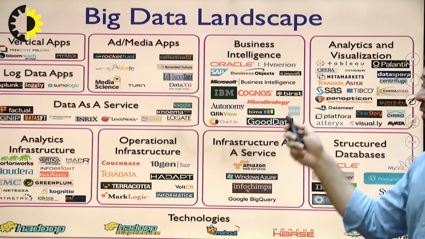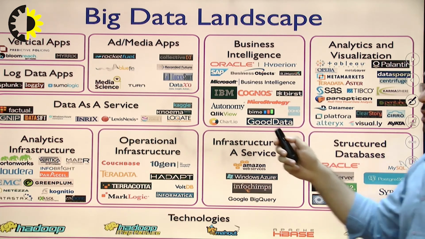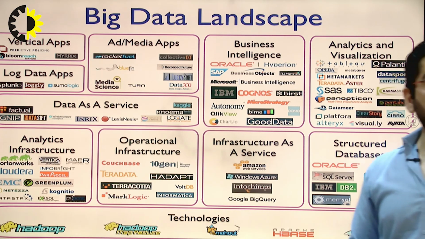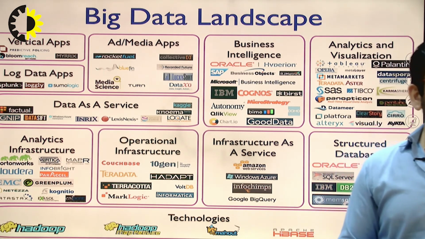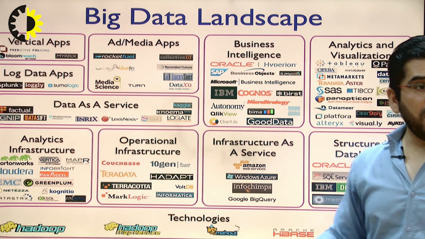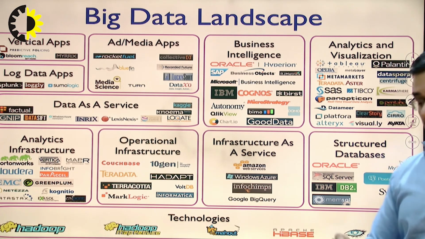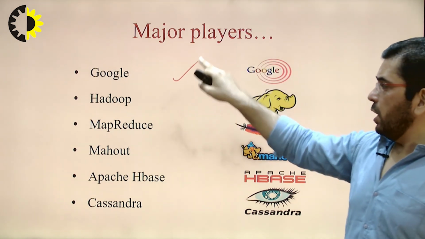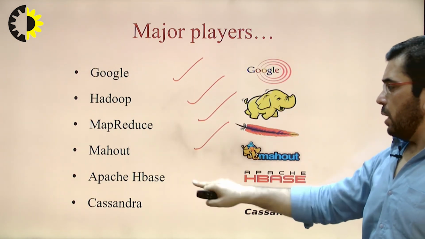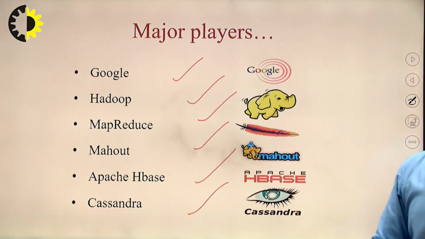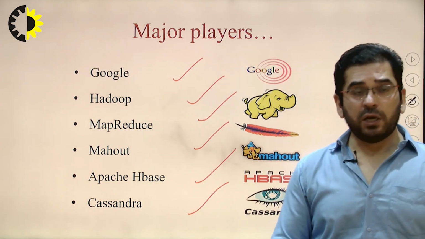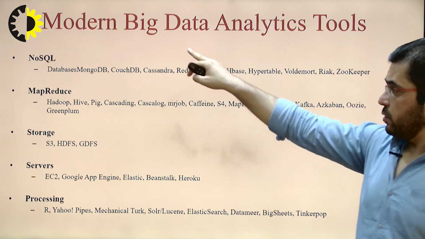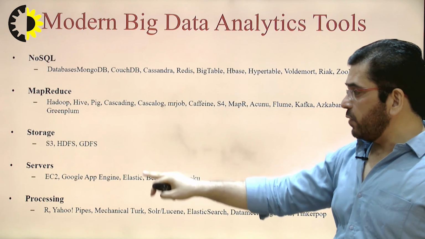I am showing you an example of a few big data companies which are dealing with it nowadays. These are a few examples like Oracle, SAS, Facebook, Hadoop. These kinds of technologies are utilizing big data, and the major players are Google, Hadoop, MapReduce, Mahout, Apache HBase, and Cassandra. These are a few of the companies dealing with big data, and the modern big data tools are NoSQL, MapReduce, storage, servers, and processing.